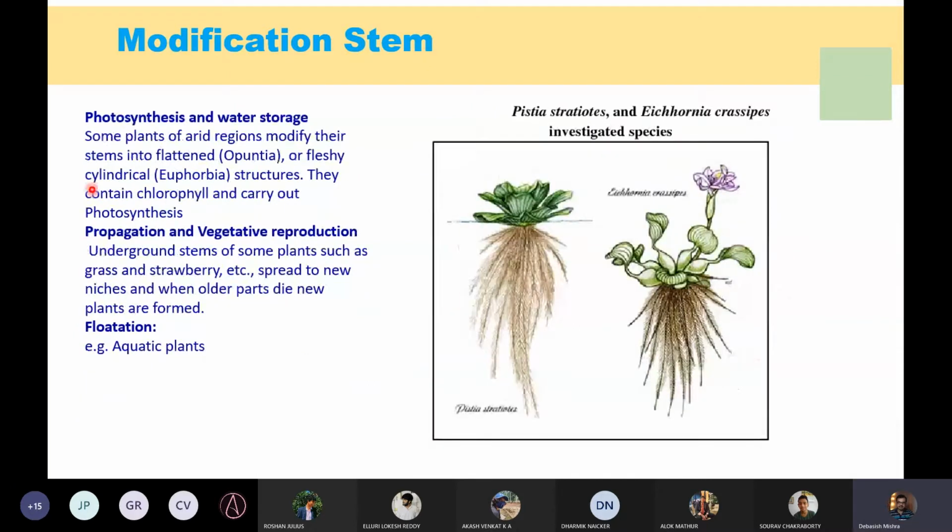Stems can do photosynthesis many times. Often they are green in color. They can do photosynthesis. In water plants, they can be used as a flotation device. They contain a lot of air, and they work as a flotation device for the aquatic plants, which float on the water.